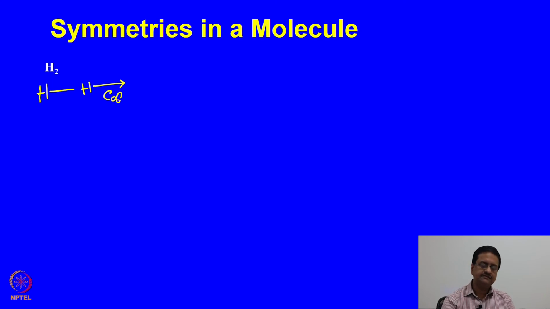What else does this molecule have? Because it is linear, every plane that bisects the molecule like this is a mirror plane, so there are an infinite number of sigma v's. This molecule also has I, the inversion center present at the middle of the bond, and it also has a mirror plane, sigma h, passing through the midpoint of the bond.